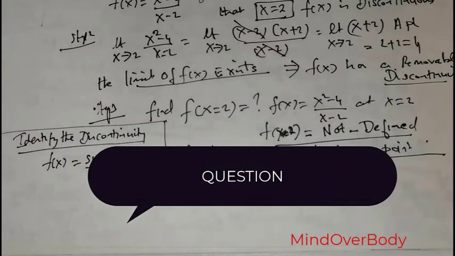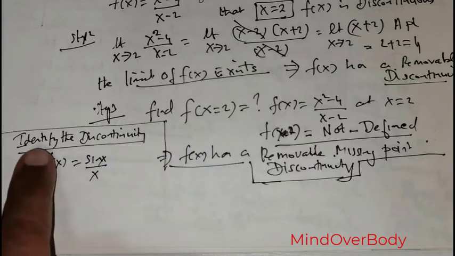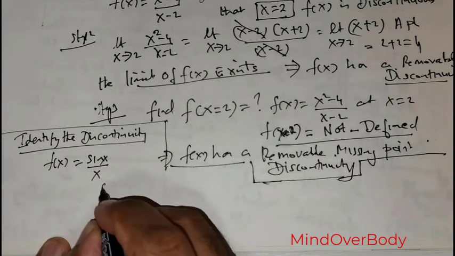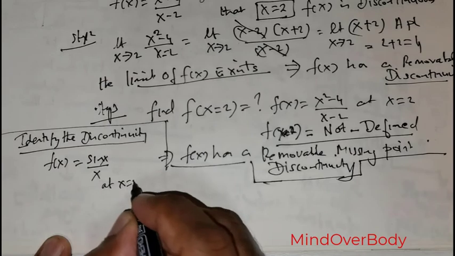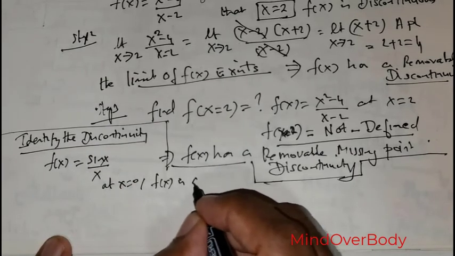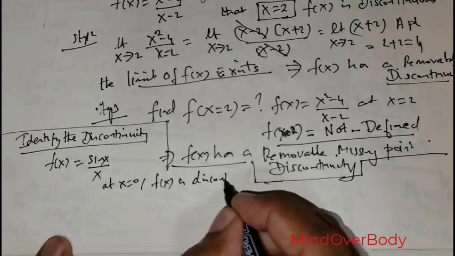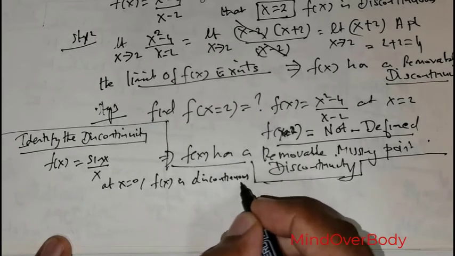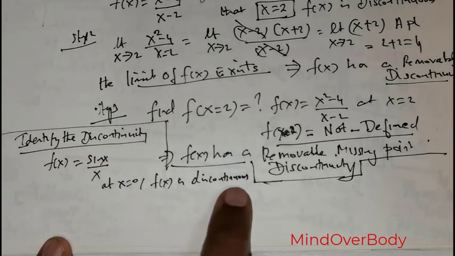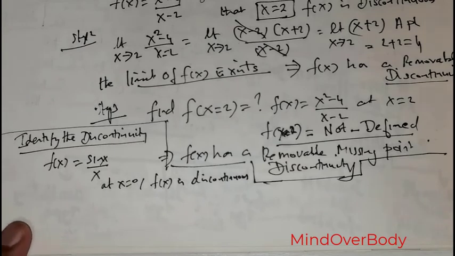So students, we have a question. We are expected to identify the discontinuity. First step is we need to find if the function is discontinuous. Now clearly at x is equal to 0, f of x is discontinuous. Why do I say that? Because if I were to substitute x is equal to 0, the function vanishes. So that's why I say that f of x is discontinuous.